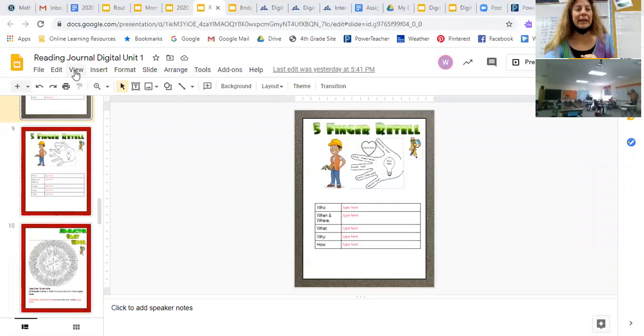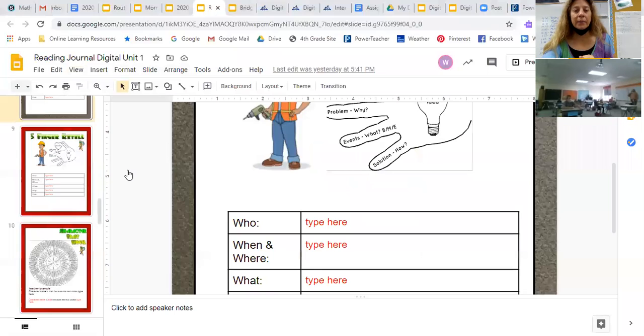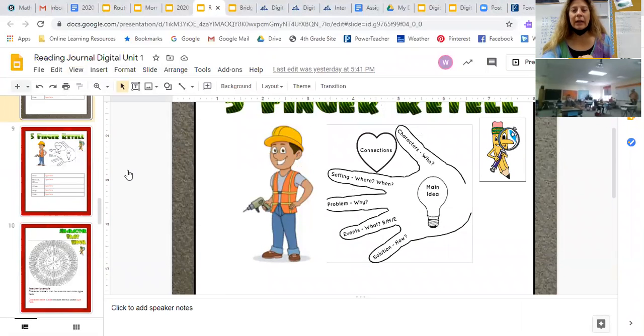And I'm going to zoom in. And right here, the five-finger retell is thinking about the 5 W's. Who is it about? Who are the characters in the story? The setting, the where and the when. Where and when is this story happening? The place and the time. Why? What's happening there? What is the problem of it? The events are the beginning, the middle, and the end. So thinking about that. And the solution to the problem, how it was solved.